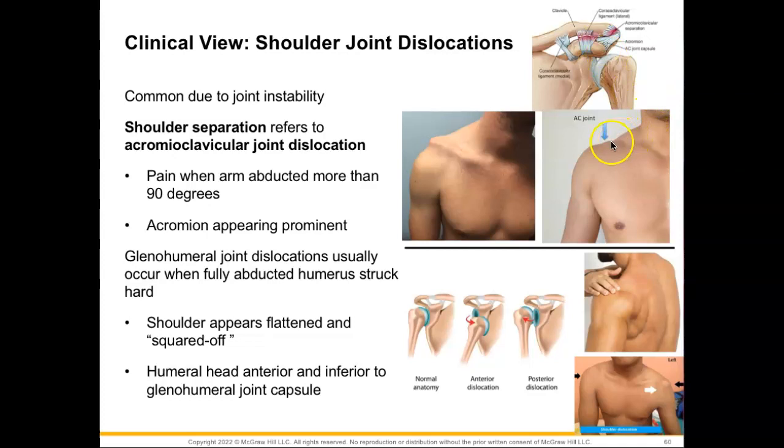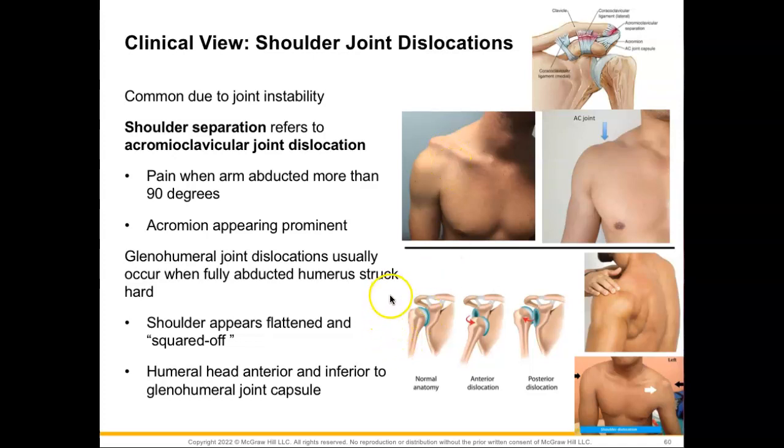So this is what the shoulder normally should look like, how your acromioclavicular joint should look normally, whereas here you can see that it has kind of lifted up, and we are able to distinguish that acromial end of your clavicle a little too well here. You'll also find that this patient would have pain if they abducted their arm more than 90 degrees.